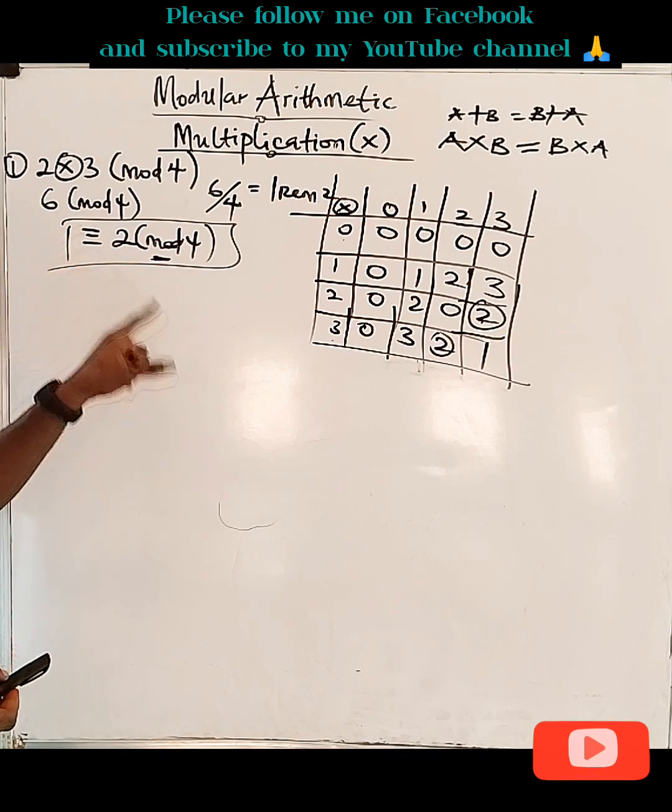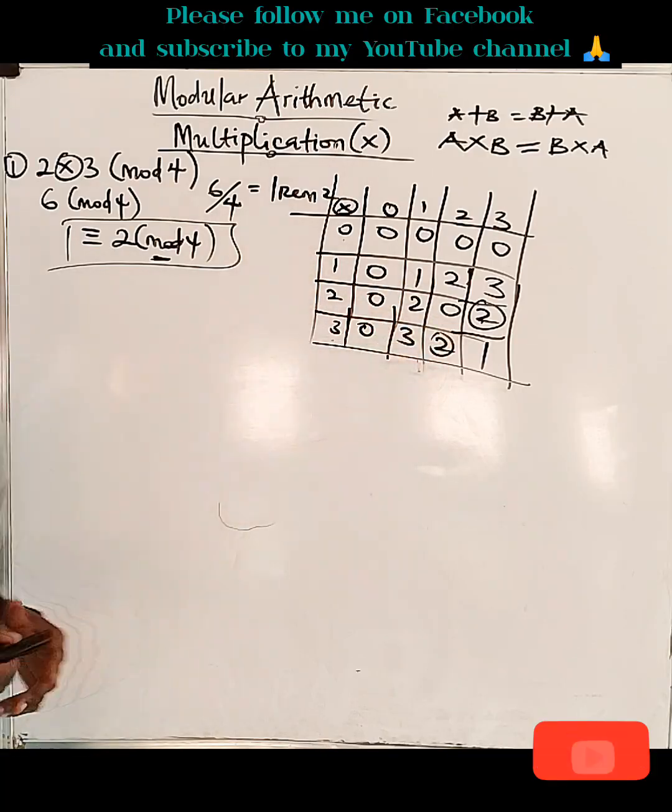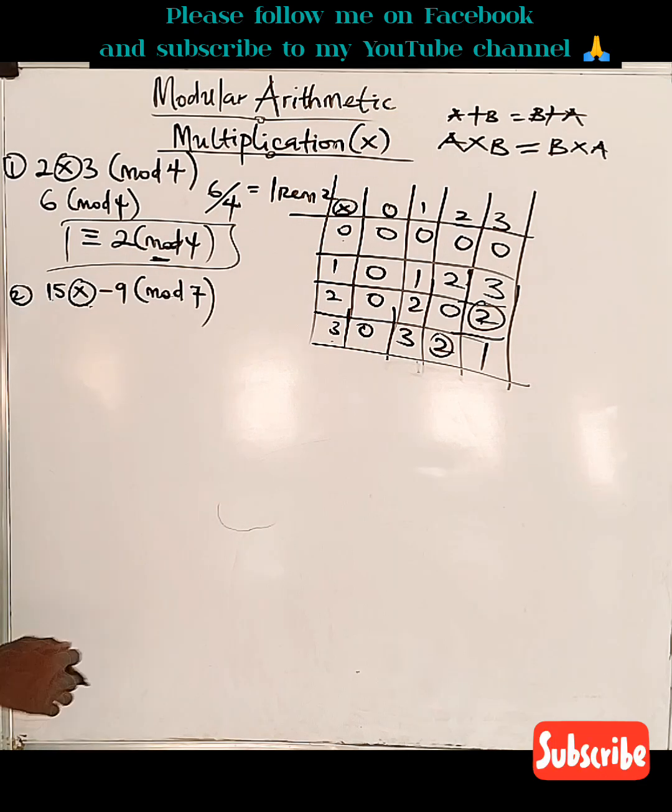So 2 times 3 modulo 4 is 2 modulo 4. And also when you use the table, 3 times 2 also is 2 modulo 4. As simple as that. So we're going to be looking at the second example right away. So let's look at the second worked example under multiplication operation.